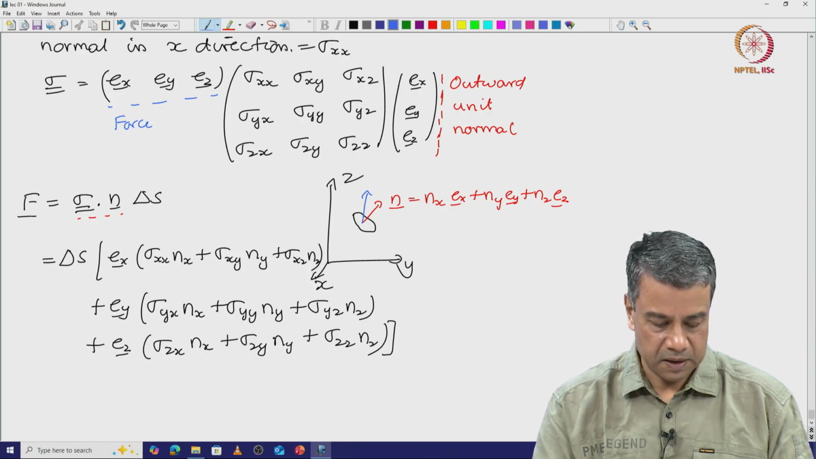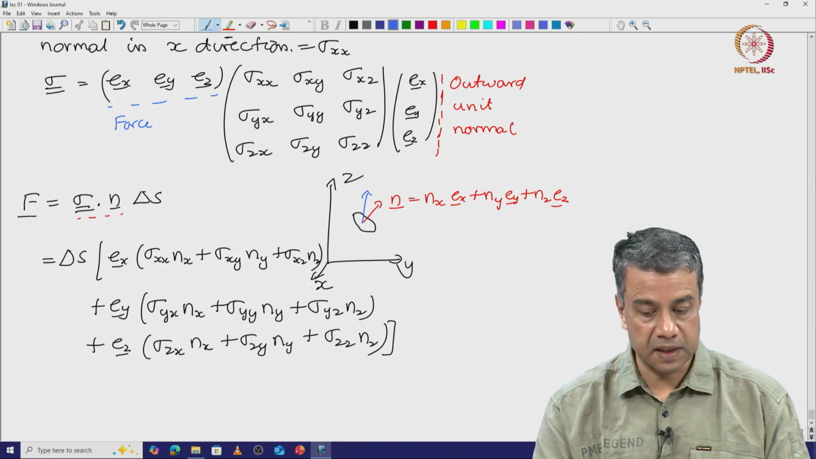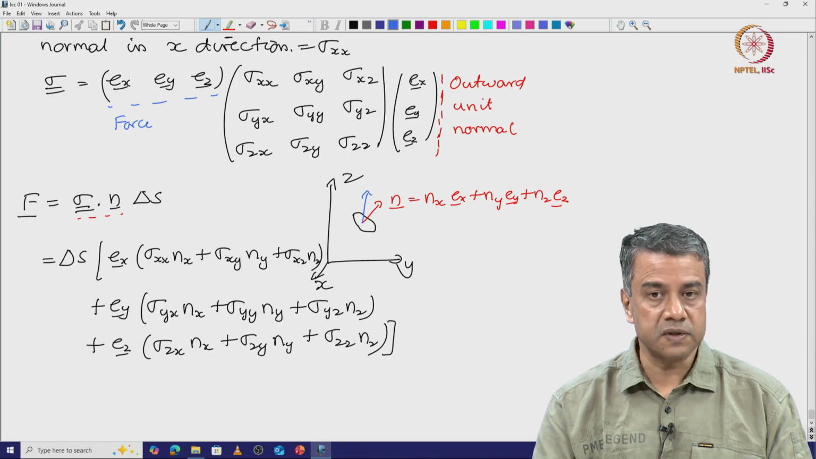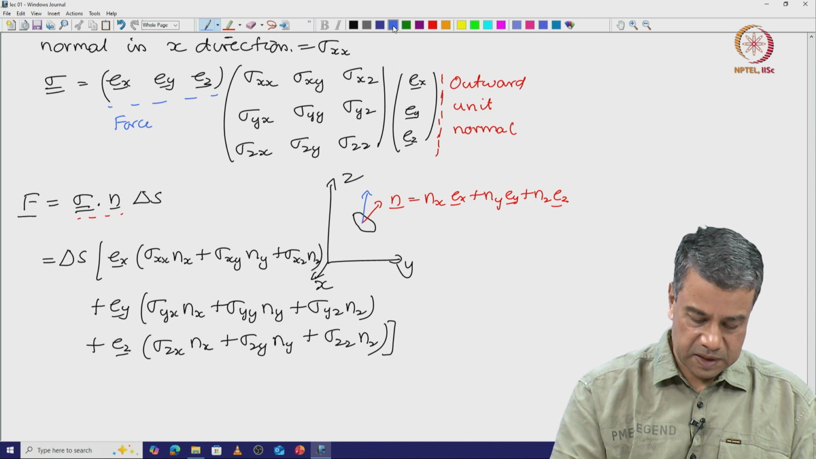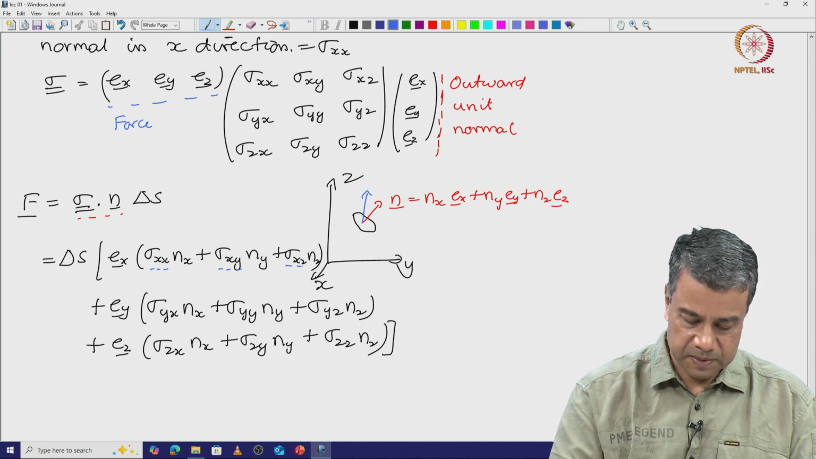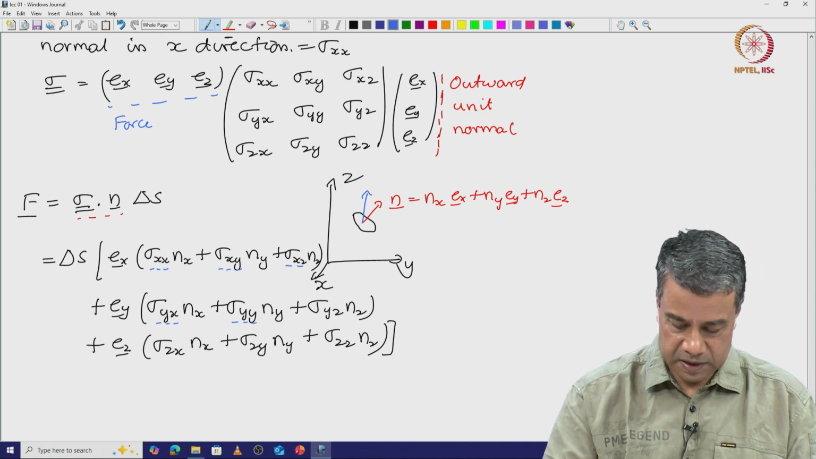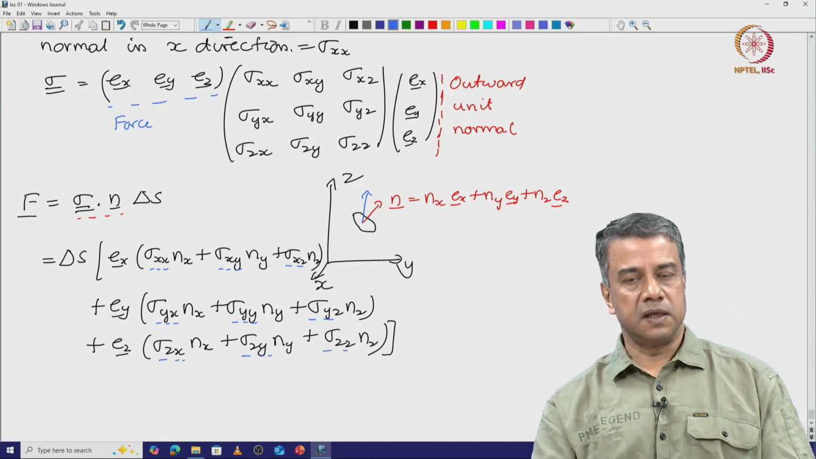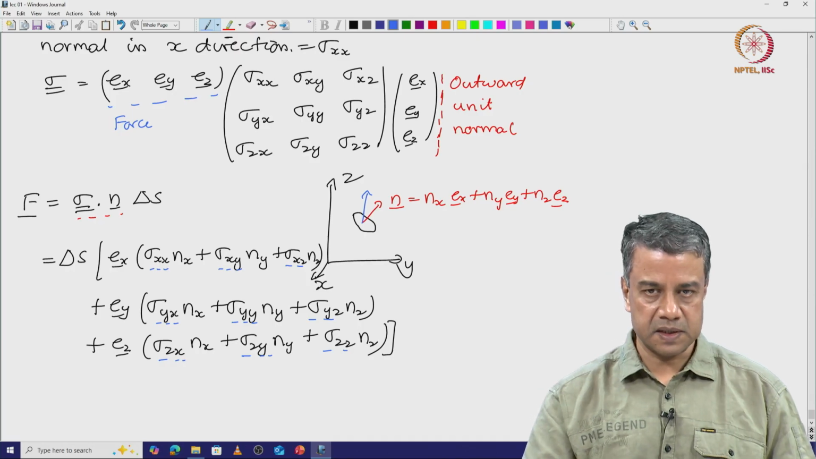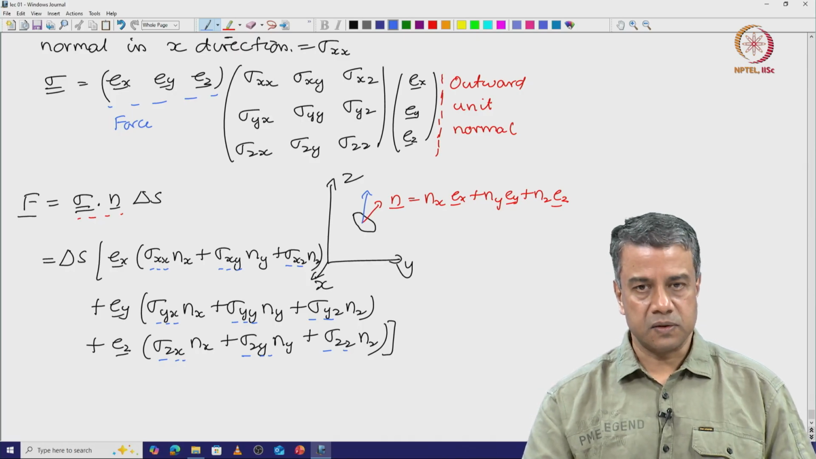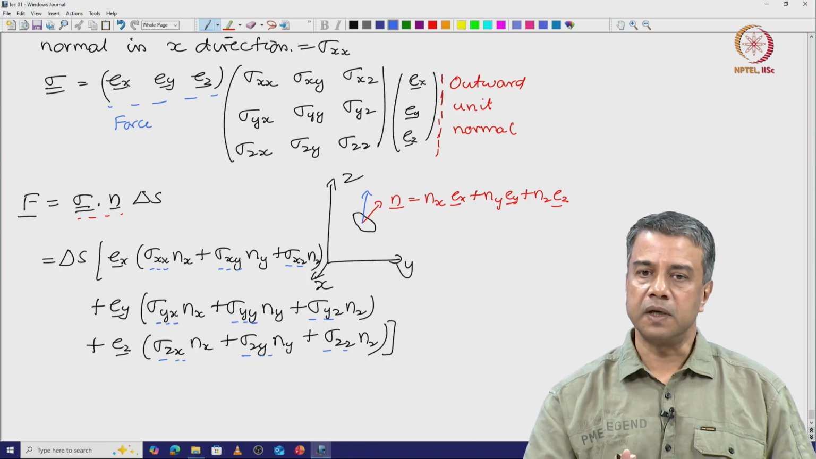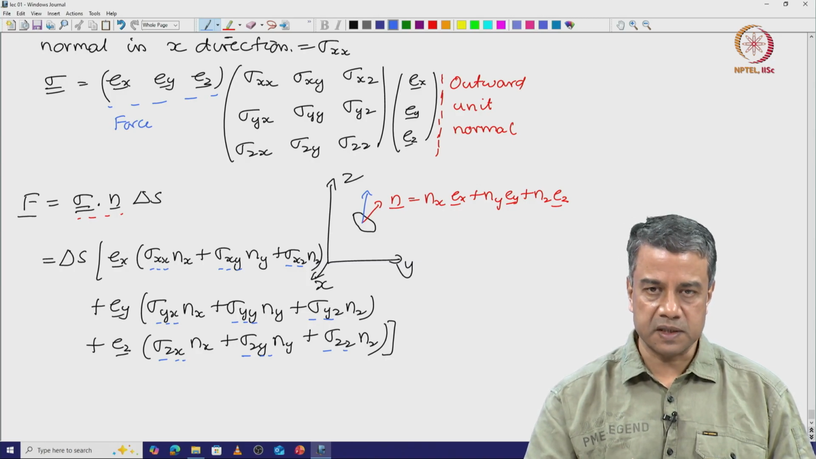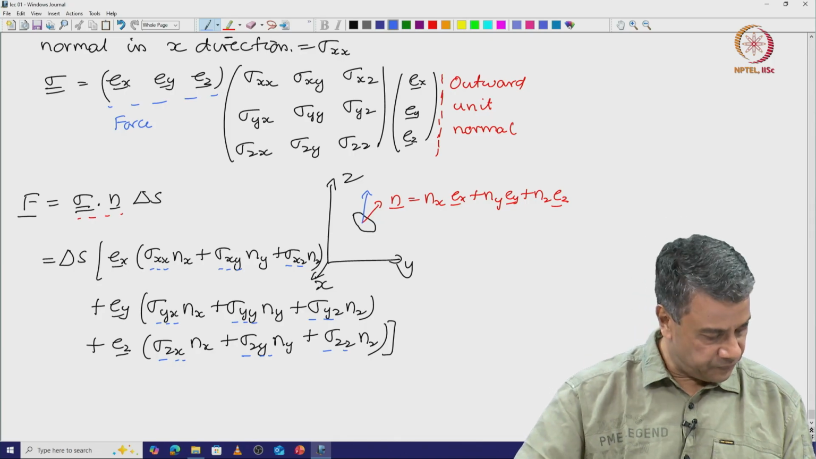So, this gives us the direction of the force at a given surface. This does of course depend upon the orientation of the surface. However, the stress components themselves, there are 9 of these, do not depend upon the orientation of the surface. They are uniquely defined at each point in space, analogous to the flux which is uniquely defined at each point in space, but the transport across a surface depends upon the orientation of the surface.